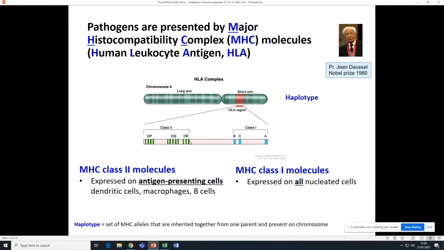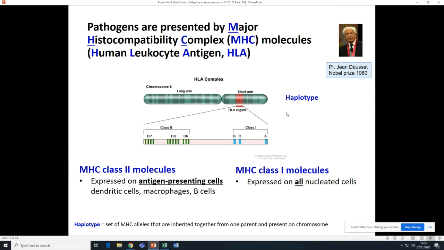Why? If I say macrophage, they have MHC class 2, but because they are also nucleated cells, they will also express MHC class 1. So every time students make this mistake, I want to correct that and warn you that yes, they do express MHC class 1 and class 2. So don't make the mistake.